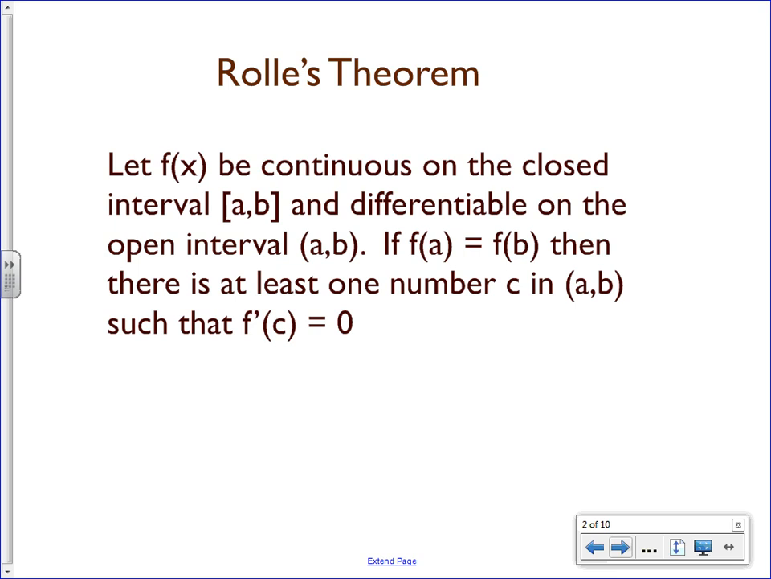So continuous on the closed interval, differentiable on the open interval. Our y values are the same for A and B. Then there has to be at least one number where our derivative at that point is 0. There could be more than one, but there has to be at least one.